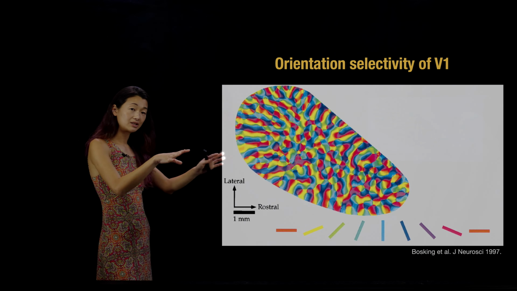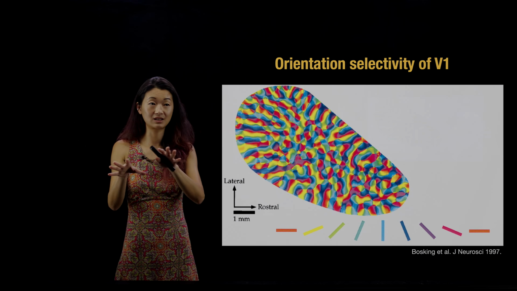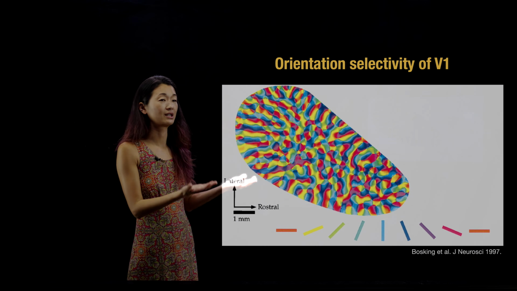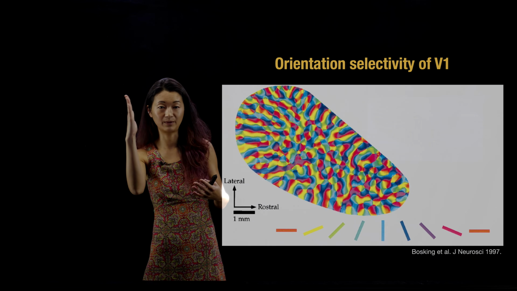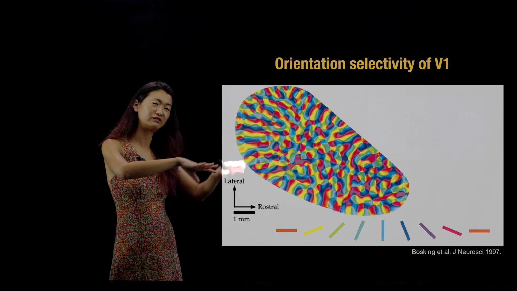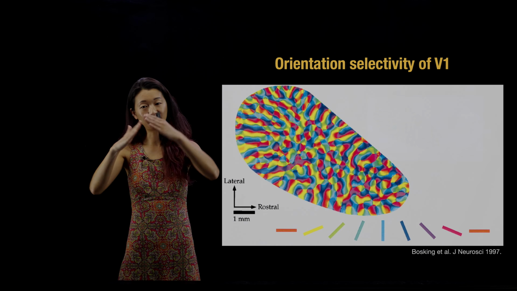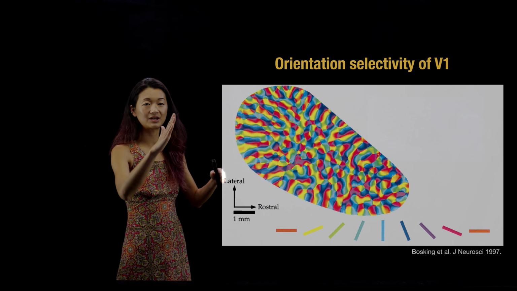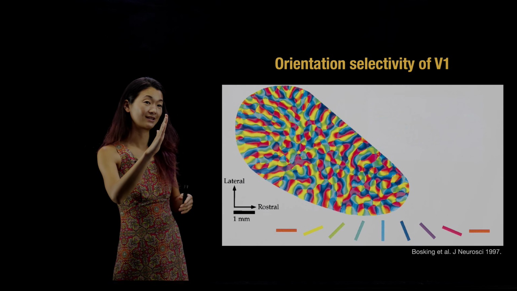And so in addition to having neighboring areas cover adjacent places in the visual space, we also see what's called orientation selectivity. I told you that different cells in V1 are sensitive to different oriented bars. So it forms this beautiful pinwheel pattern, where neighboring cells that cover adjacent places in space are also adjacent to each other in phase, in the orientation of the bars to which they are sensitive.